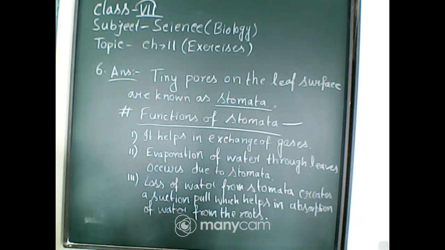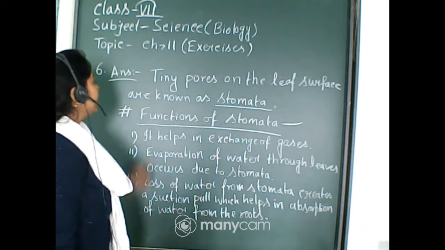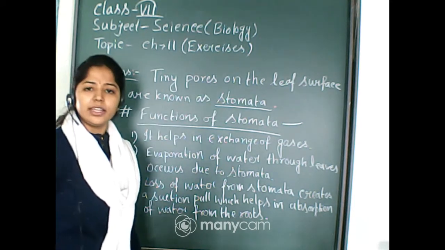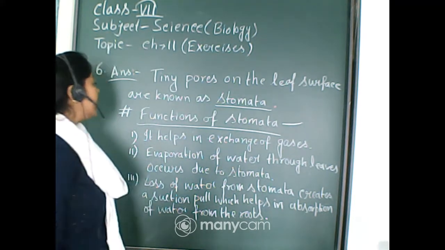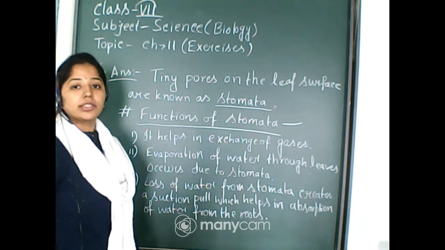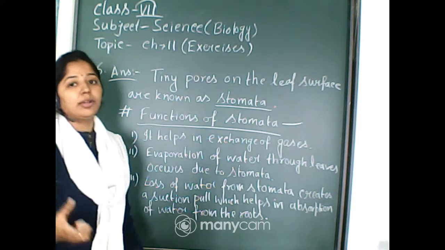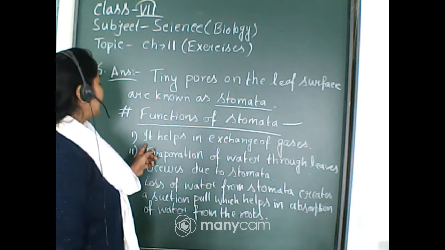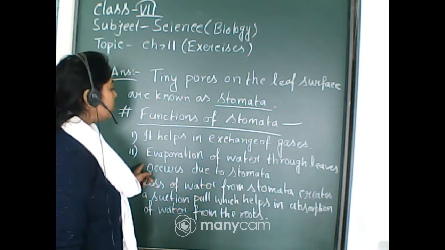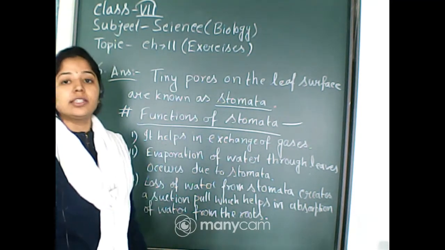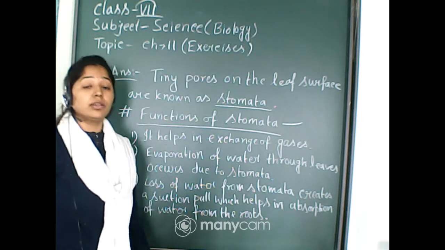Okay, so here I have mentioned what is stomata and what are the functions of stomata. Tiny pores on the leaf surface are known as stomata. This is a very easy definition of stomata. Now what are the functions of stomata? It helps in exchange of gases, carbon dioxide and oxygen. They take in carbon dioxide and release oxygen, so that also helps in exchange of gases. And evaporation of water through leaves occurs due to stomata. Evaporation, that is the water loss through the leaf surface.